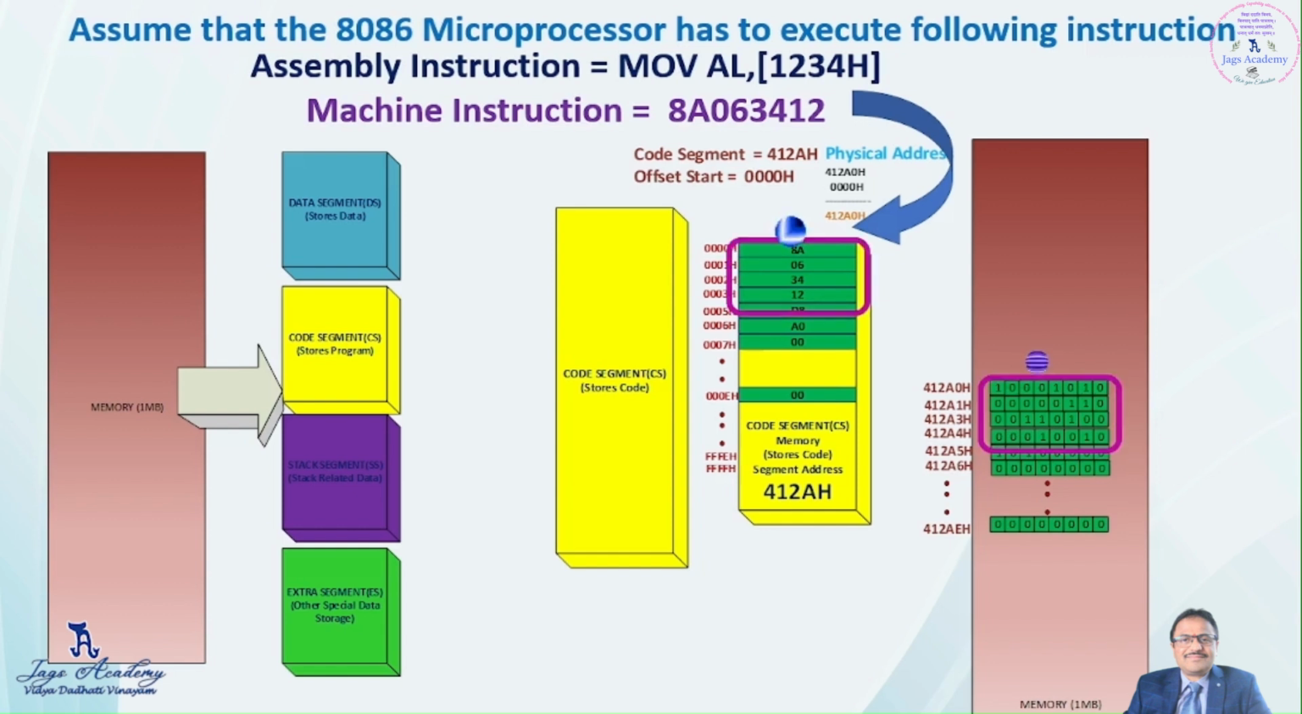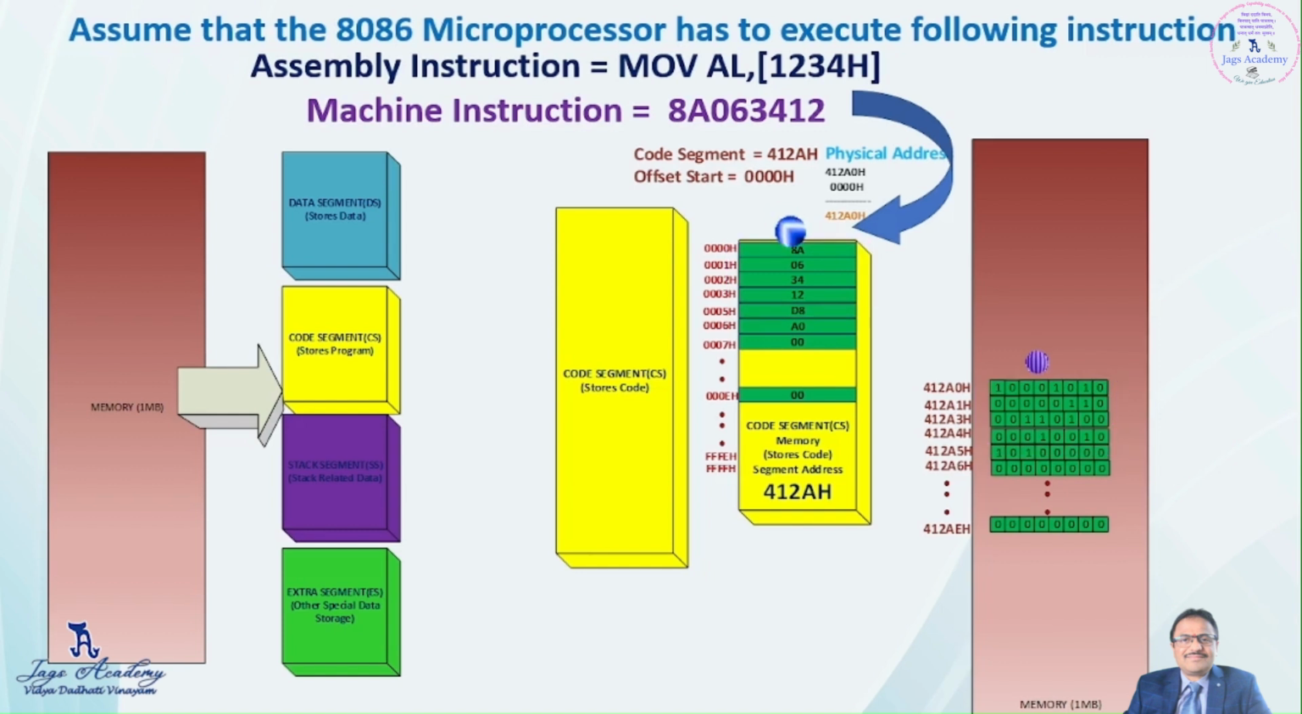Now physically in the memory, how is it stored? In the physical memory, it is stored in a 20-bit address only, right? When the microprocessor executes this instruction, this code segment address will be loaded to the code segment register of the microprocessor. Now tell me, where will this 0000 offset address be loaded in the microprocessor? Which register? What is the offset register for the code segment? Instruction pointer. This will be loaded to the instruction pointer.